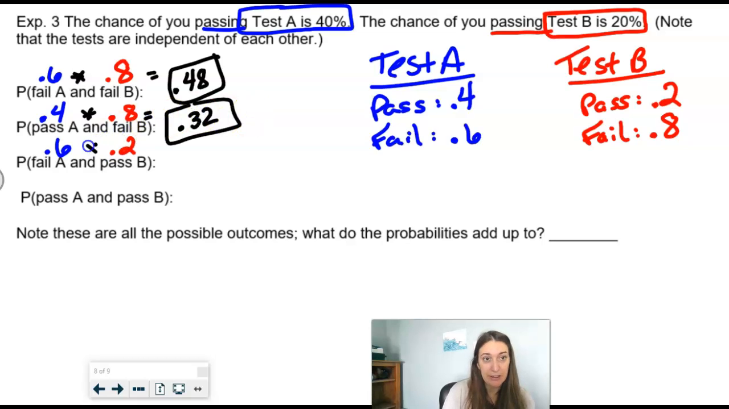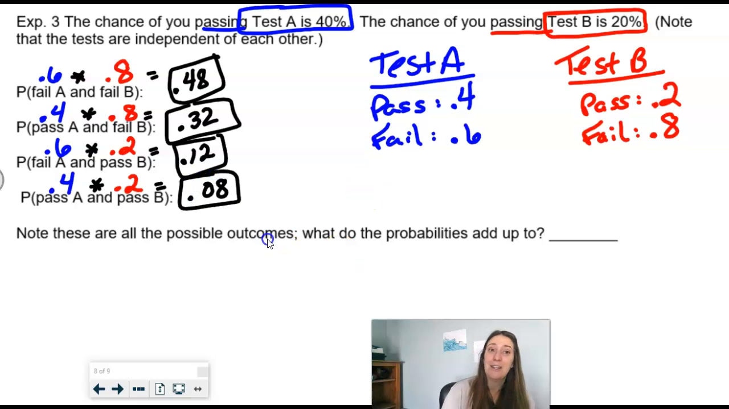So if I multiply those together, I end up with 0.12, so like 12%. Yikes. Okay. And then passing both. So if I passed A, that's a 40%, and passing B is a 20%. Watch your decimal points here, guys. If you multiply these on the calculator, it'll spit out the right answer, but this is 0.088%. So most likely outcome is that we fail both tests, and the least likely outcome is that we pass both the tests. Isn't that always the case, man?